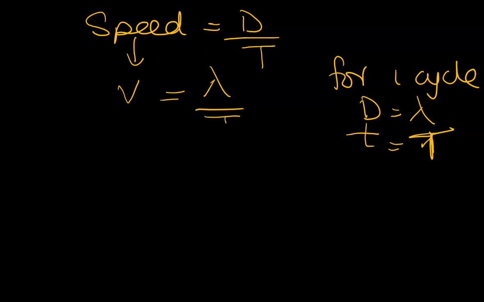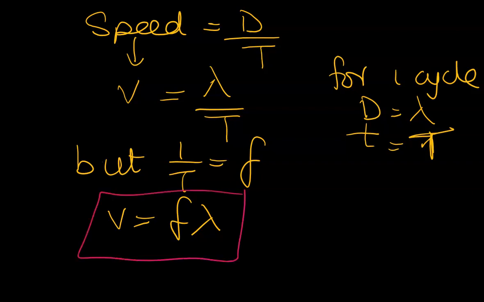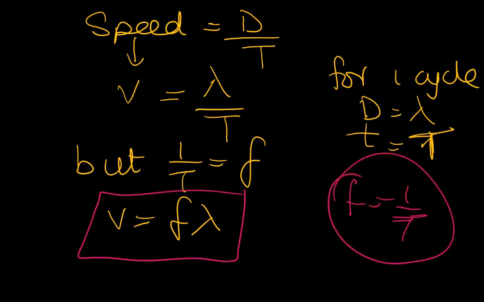So lambda over t can now encompass a formula for speed. But 1 over t is equal to the frequency. So v is equal to f lambda. So I just want to point out, guys, that these are the two main formulae. We're going to say v is f lambda, and we're going to say f is 1 on t, that you're going to use when it comes to wave theory.